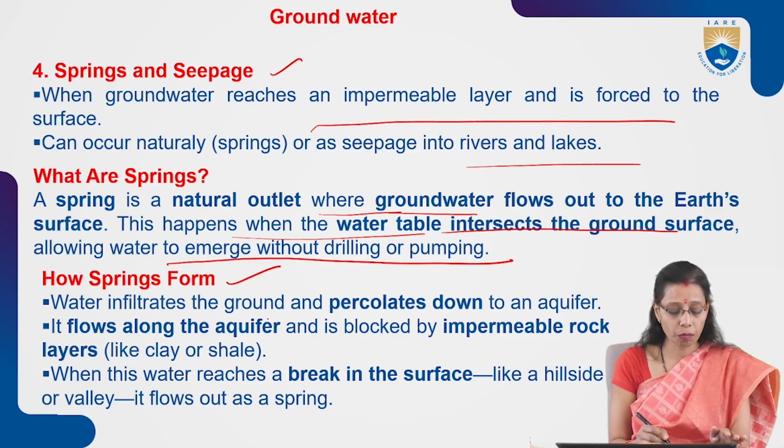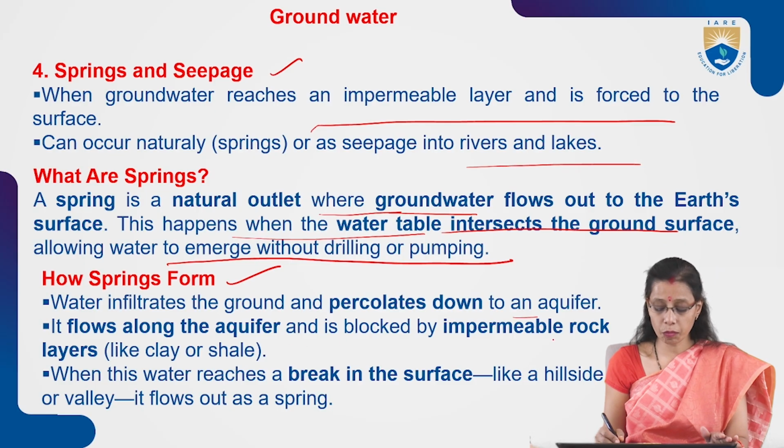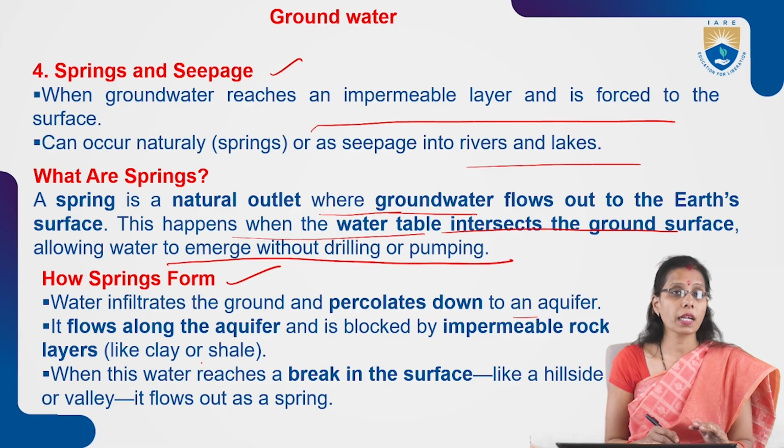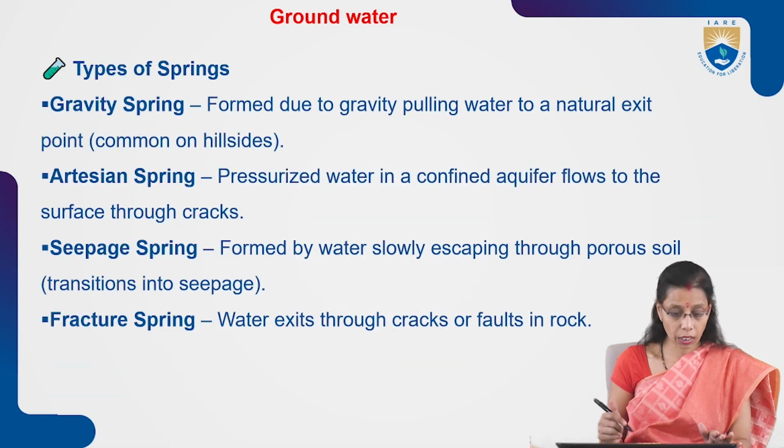Now, how do springs form? Water infiltrates the ground and percolates down to an aquifer. It flows along the aquifer and is blocked by impermeable rock layers like clay or shale. When this water reaches a break in the surface, like a hillside or a valley, it flows out as a spring.